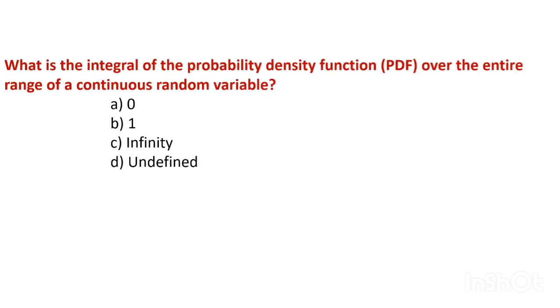What is the integral of the probability density function over the entire range of a continuous random variable? The total probability for a continuous random variable must equal 1, meaning the integral of the probability density function over its entire range is unity. Correct answer is B, that is 1.